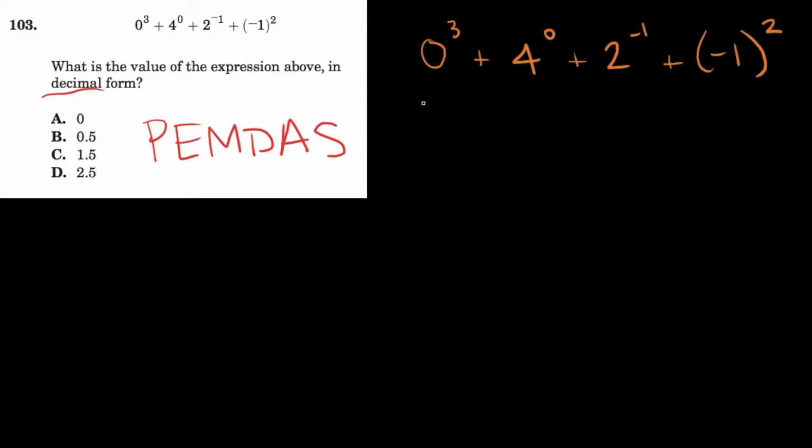So 0 to the third, that's 0 times 0 times 0. Anything times 0, including 0 itself, is just 0. So this is 0. Now 4 to the 0, what is that?